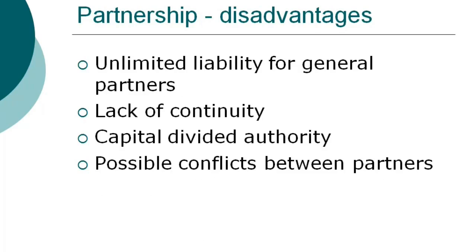Disadvantages are unlimited liability: debts and liability each belong to the person. Lack of continuity: if a partner dies or becomes insolvent, then the partnership has to be dissolved. Capital divided authority is a very unique feature, that is, everybody has capital they want to bring into the company, and it has been decided prior only what the percentage should be and what the profit sharing ratio should be.